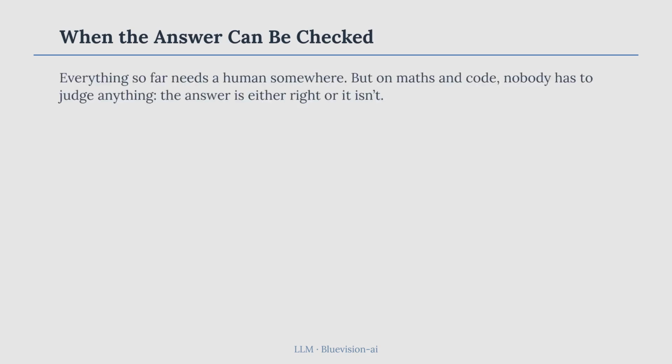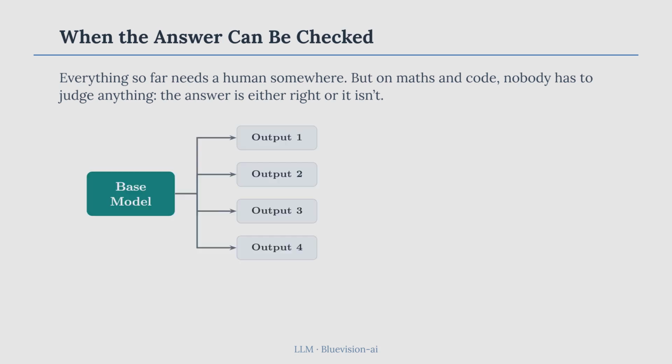Everything we've built today has a human in it somewhere. Writing demonstrations, ranking pairs, drafting a constitution, but think about maths or code. Nobody has to judge anything. The answer is either right or it isn't. So we take one problem and we let the model try it several times. 4 here. 4 different attempts at the same question. Check each one against the ground truth. 1 right, 3 wrong. 1 and 0, and that's the entire reward signal.